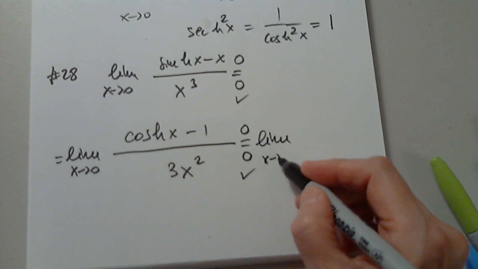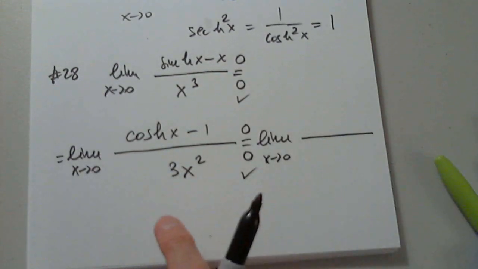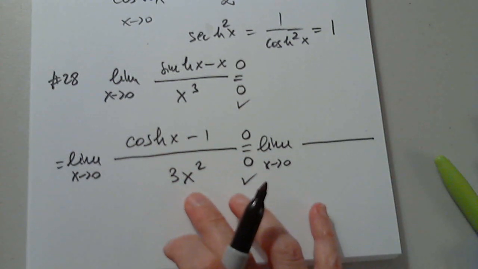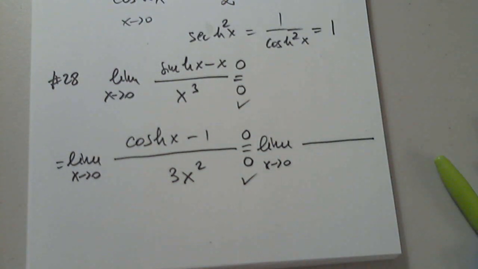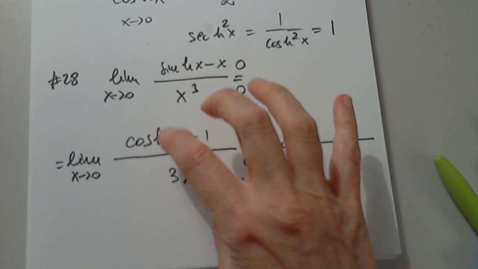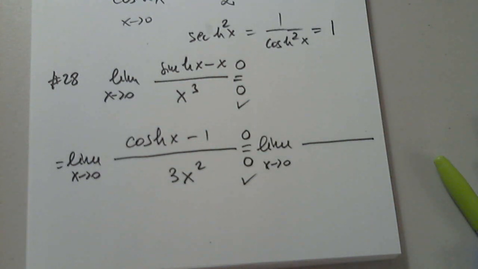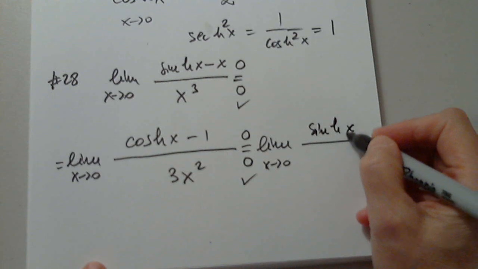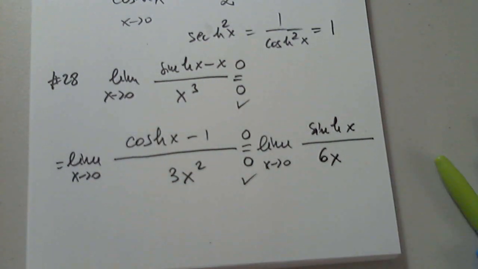So we have the limit as x approaches 0. Can anyone differentiate the denominator first? Let's differentiate the denominator 6x. So it's 6x, perfect. Remember, when we differentiate hyperbolic cosine, the sign is not negative, but positive. So I have hyperbolic sine x divided by 6x.